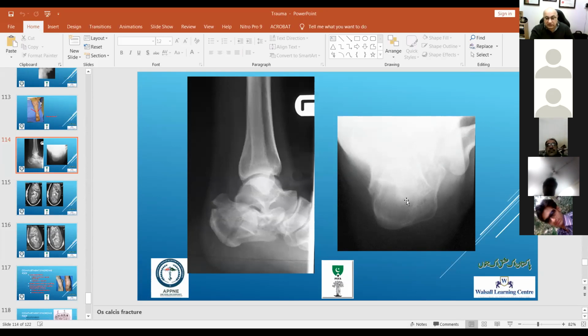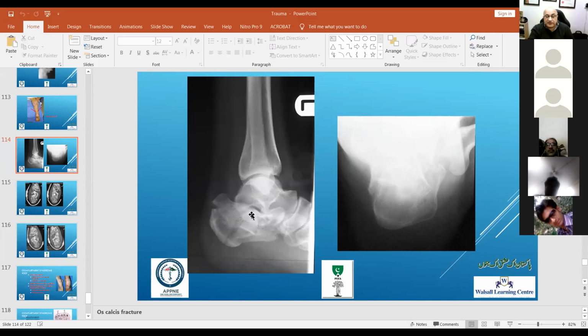Look at the Harris view. What are you looking at on the Harris view? Widening of the... Yes, you want to see whether the calcaneum has gone into varus or valgus, and can you wear a shoe? Okay, so these three things you do will tell you whether you need to fix it or not.